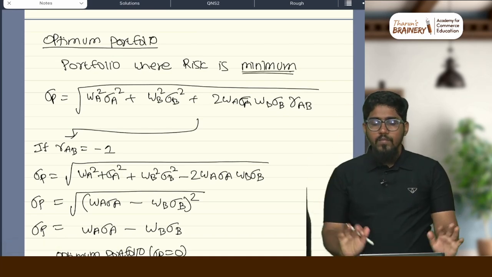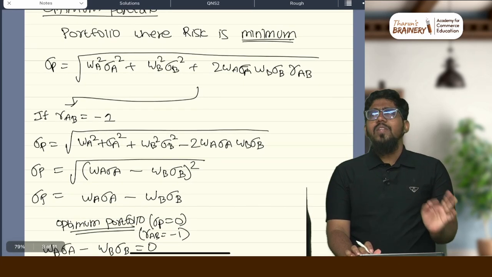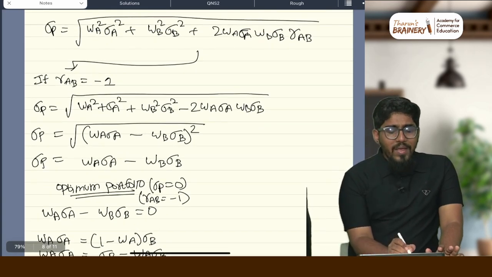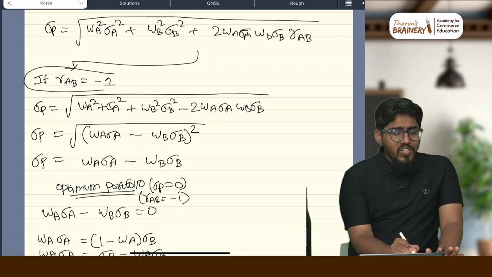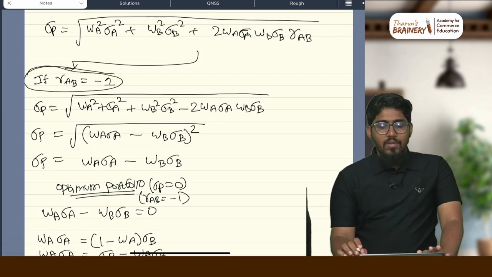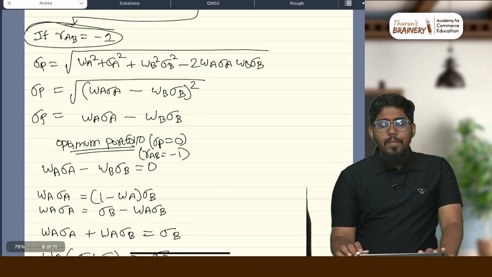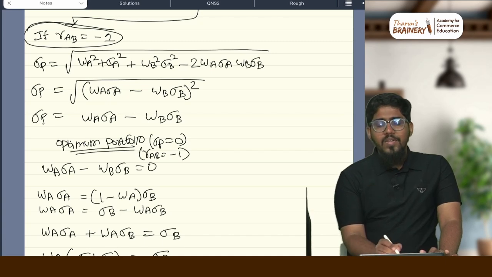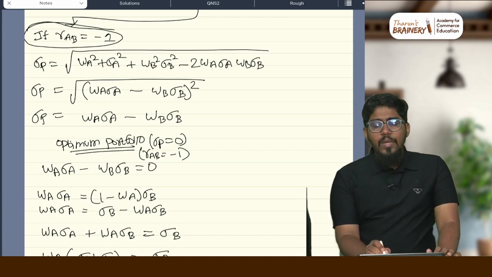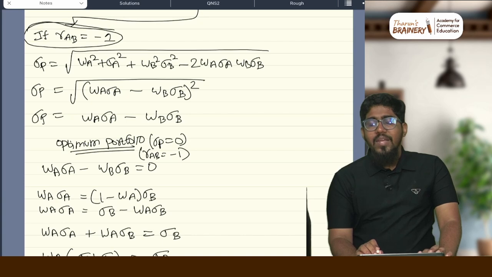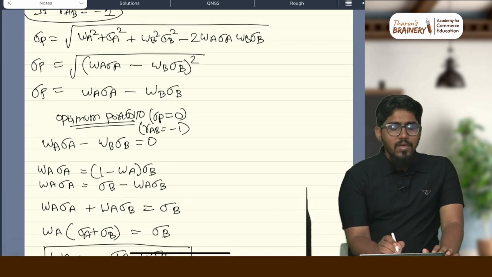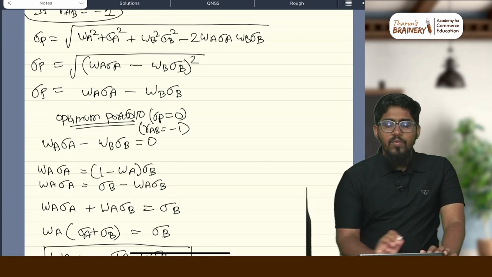Point number 1. Sir, what is the formula for standard deviation of portfolio? Sir, if my correlation is negative, what is happening? See, correlation is negative, so this becomes -1. Correct? So this becomes -2ab. So a square plus b square minus 2ab is equal to a minus b the whole square, and the square and root cancel. So this is the formula for risk of the portfolio.